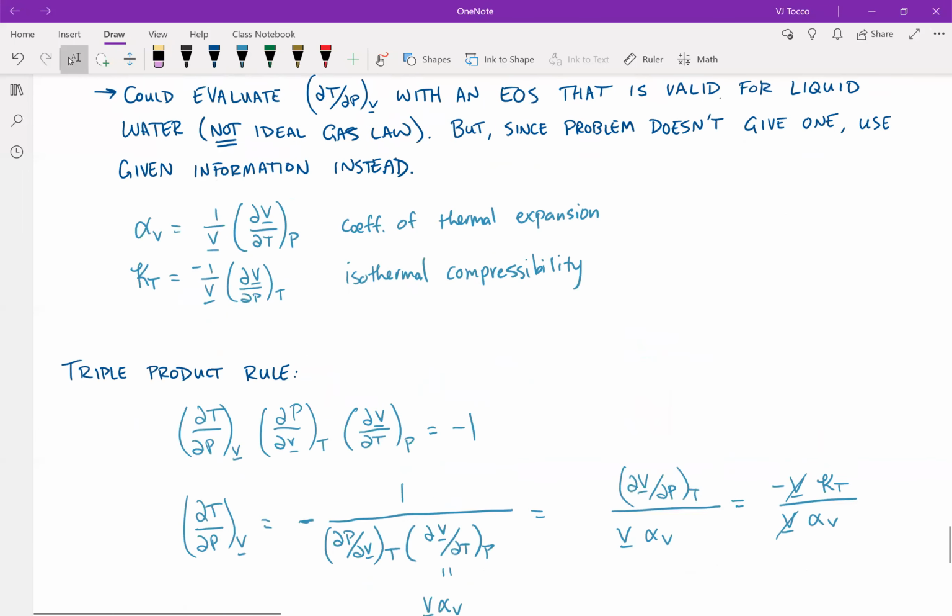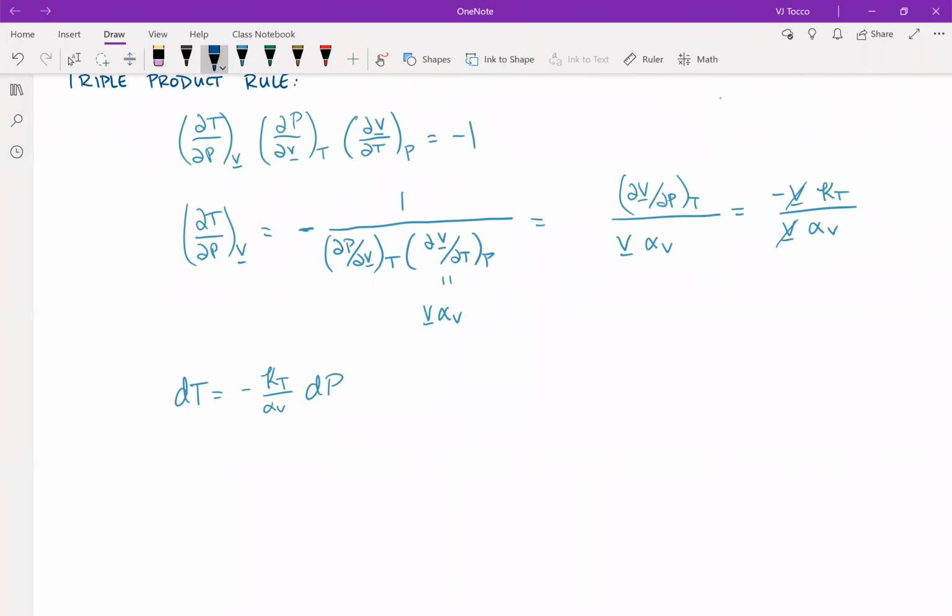All right, so now we can simply integrate both sides. We're going to integrate from T1 to T2 and P1 to P2. So T1 was 130 to T2 of dT is equal to, now kappa and alpha are both constant in this case, right? So that can come outside of the integral. And we're going to integrate dP from 1 atmosphere to 10 atmospheres.